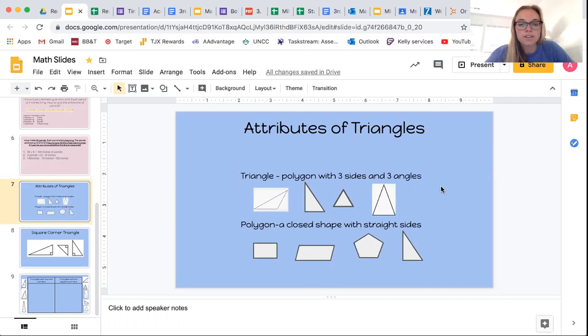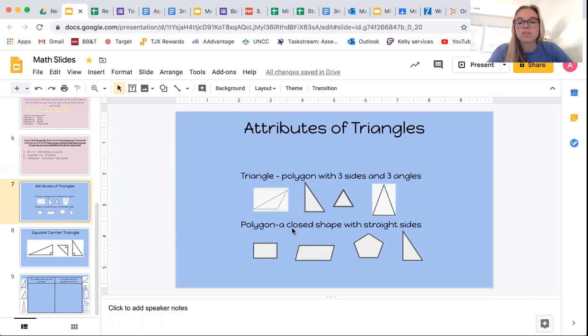So the definition of a triangle is a polygon with three sides and three angles. So the angles are when two points come together, that makes an angle. And of course, we know that triangles have three sides. We can remember that too because tri means three. It says a polygon with three sides.